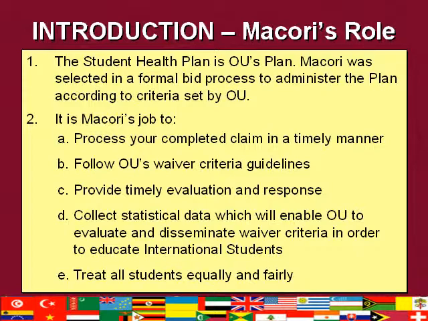It is Macquarie's job to A. Process your completed claim in a timely manner, B. Follow OU's waiver criteria guidelines, C. Provide timely evaluation and response, D. Collect statistical data which will enable OU to evaluate and disseminate waiver criteria in order to educate international students, and E. To treat all students equally and fairly.